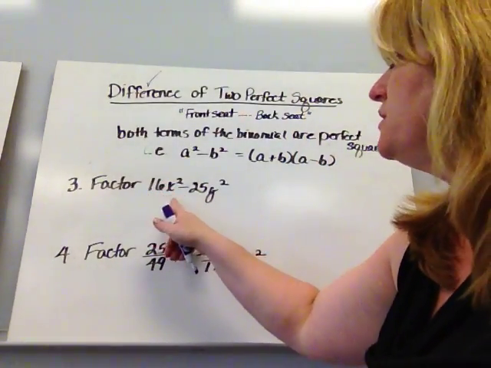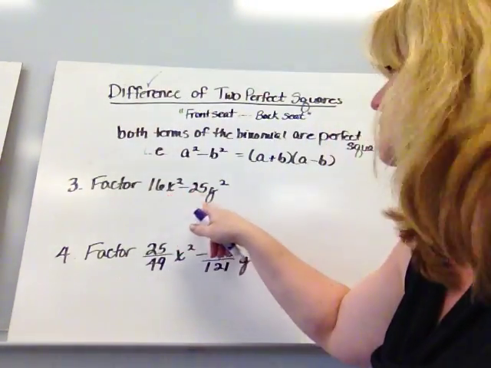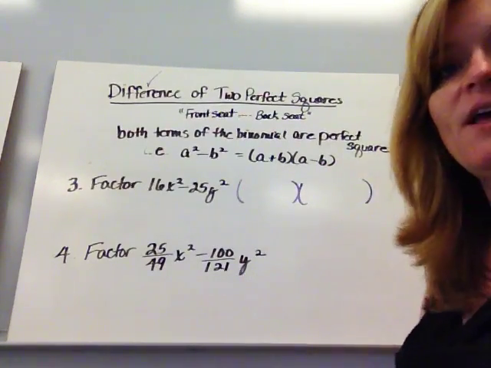So I look at it and I notice 16 is a perfect square, 25 is a perfect square, x squared is a perfect square, and so is y squared. So I know I can set it up using two parentheses, just like that.